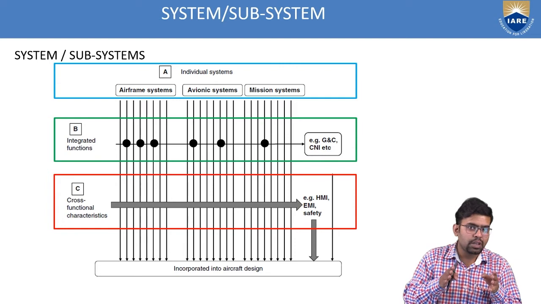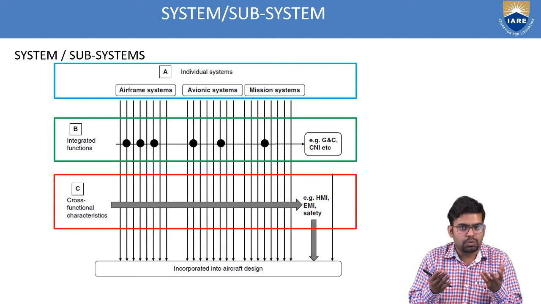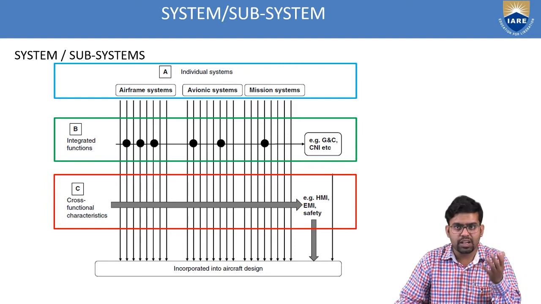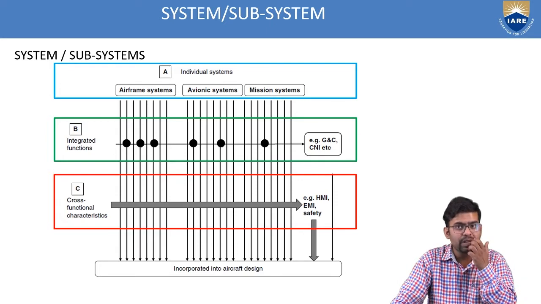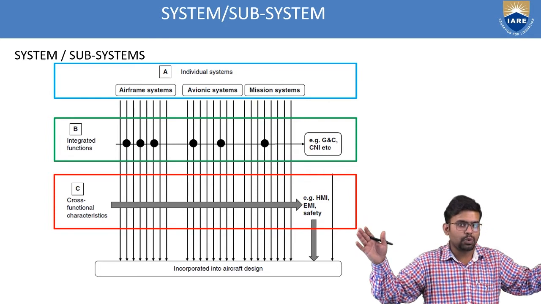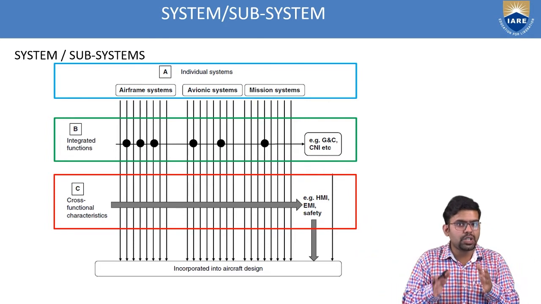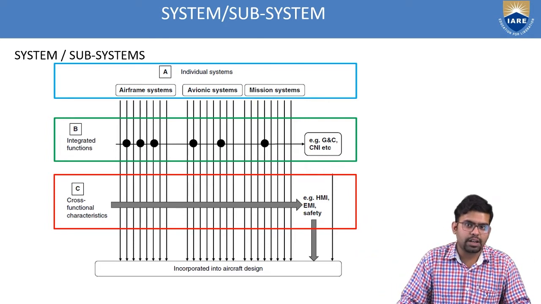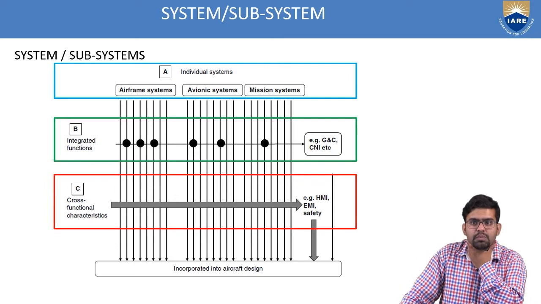But the avionic system cannot work by itself. What is the use? If you have only the avionic system, it has no use. So what you do is put it into an aircraft, which is the major system. So the avionic system becomes an individual system of an aircraft. Similarly, you will have mission systems.